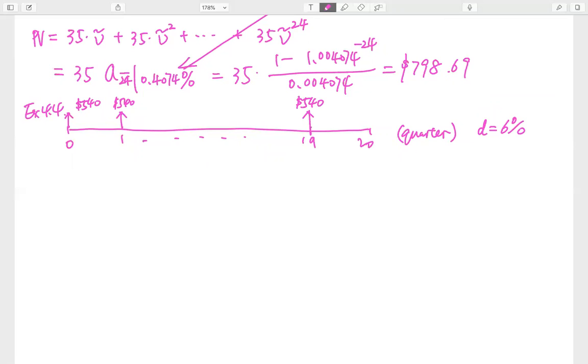Sorry, I made a mistake. This is not 540. So 540 is per year. So you need to divide by 4, right, to get the payment. So it's 3 times 20. So 4 times 5 is 20. So each payment is 135.